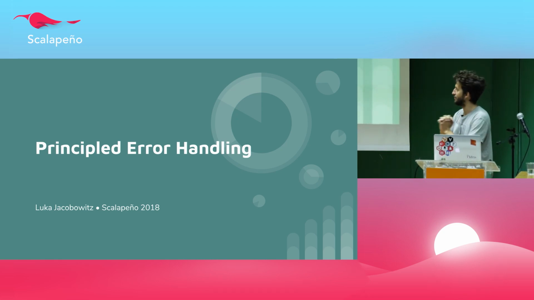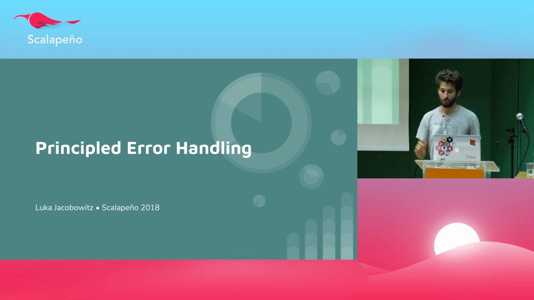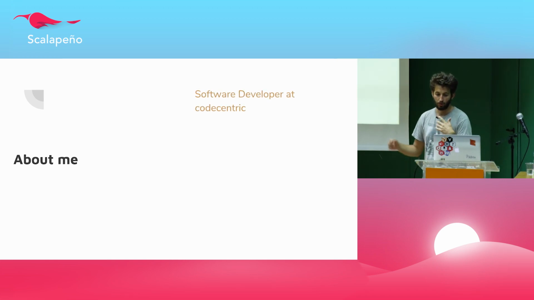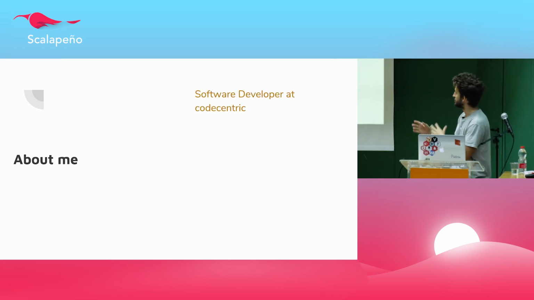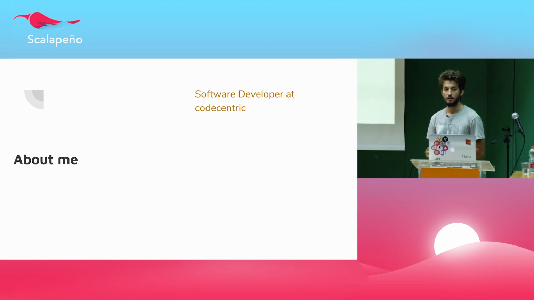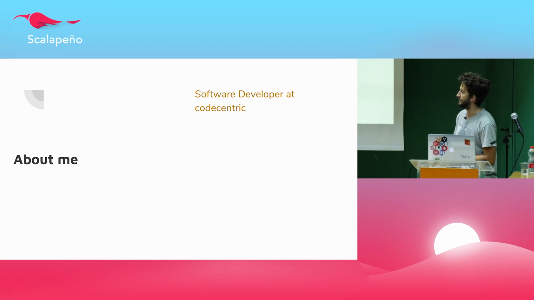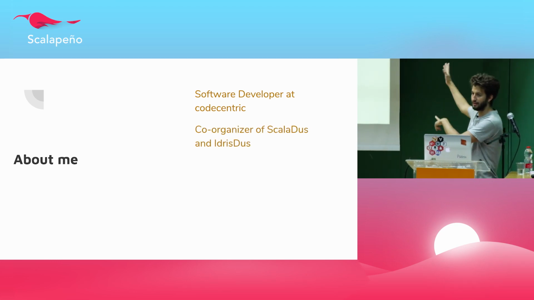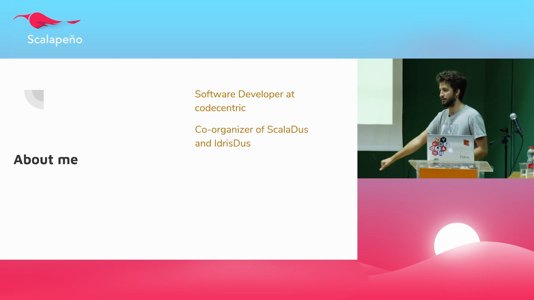So my talk is going to be about principled error handling. And before I start, just a very quick about me. I work at Codecentric, which is a consultancy firm in Germany, but also in Bosnia and Serbia and the Netherlands. And I don't actually do consultancy work, which is cool. I live in Düsseldorf. That's why I also co-organize the Scala Düsseldorf and Idris Düsseldorf meetups.